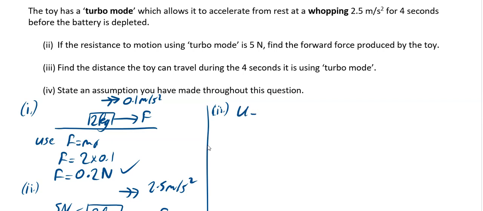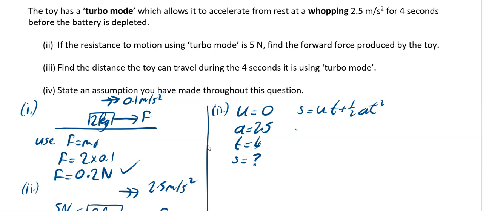So this is going back to a SUVAT equation. It starts from rest. It accelerates at 2.5 meters per second squared. It does this for 4 seconds, and S is what we want to find. So we're going to use S is equal to ut plus a half at squared. S is equal to 0 plus a half times 2.5 times 4 squared, which means your S works out to be 20 meters.